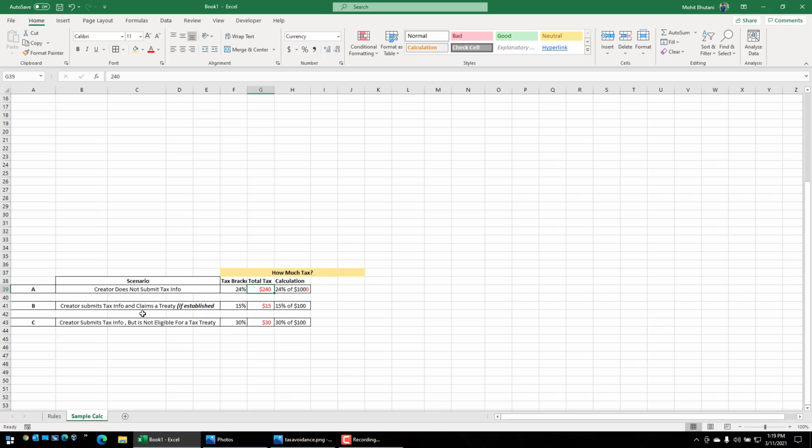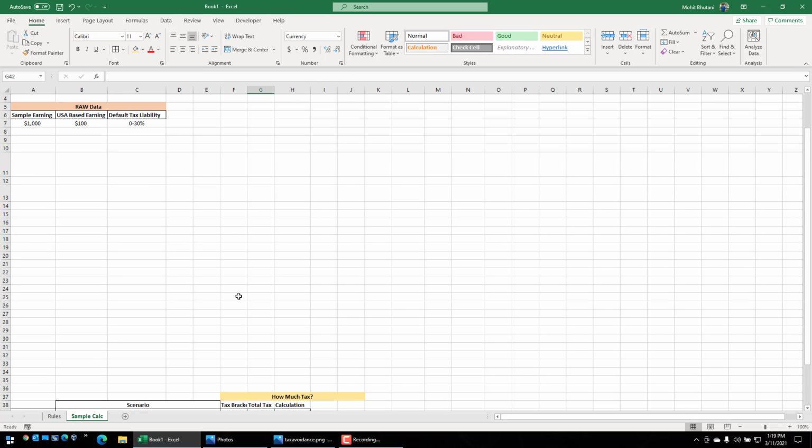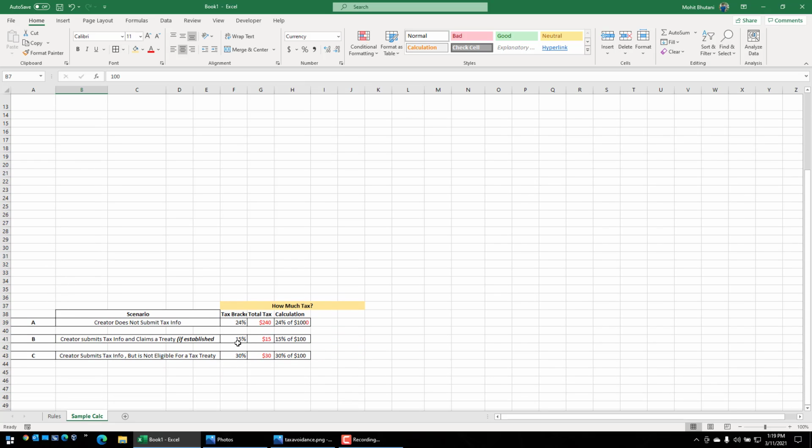The second scenario, that you do provide the tax information, and there is a treaty as well with your country. Now, remember that we said $100 from the United States. So 15% of that $100 makes $15. There's a significant drop in the total tax.